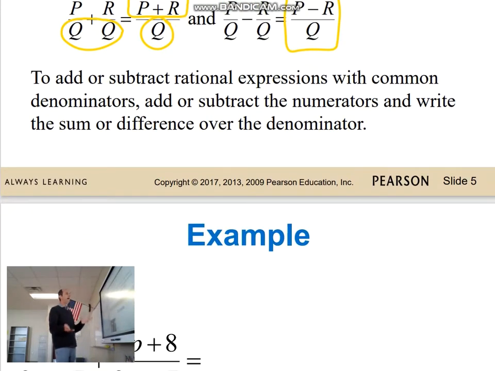The conclusion is, to add or subtract rational expressions that have a common denominator, you add or subtract the numerators, write the sum or difference on the numerator, and keep the same denominator.